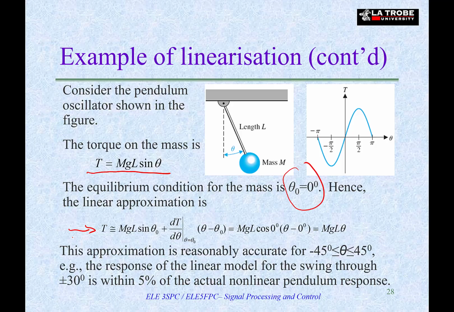And the small range assumption for the pendulum example is approximately minus 45 degrees to 45 degrees. And we say that in this range, the approximation is reasonably accurate. As a matter of fact, when the pendulum swings between plus minus 30 degrees, the error of this model compared to the actual nonlinear pendulum response is only 5%.